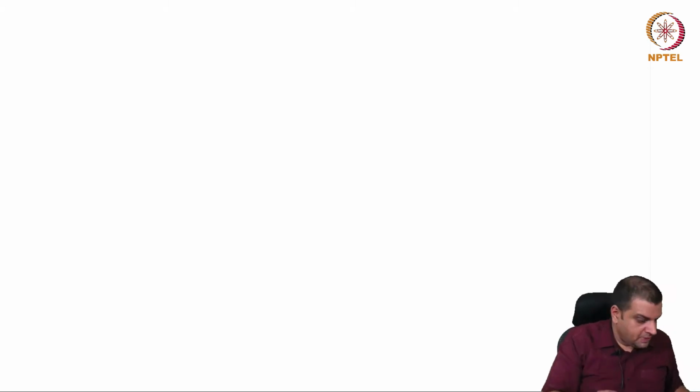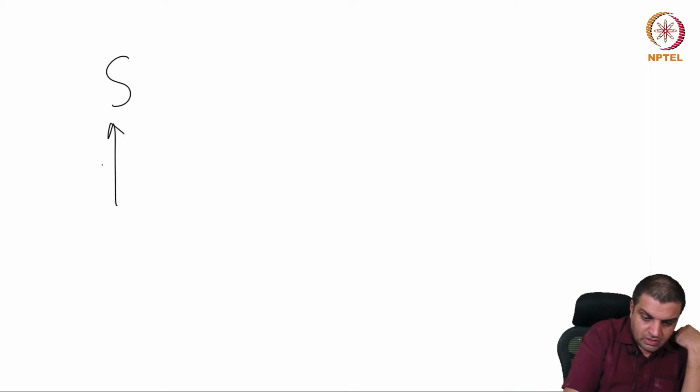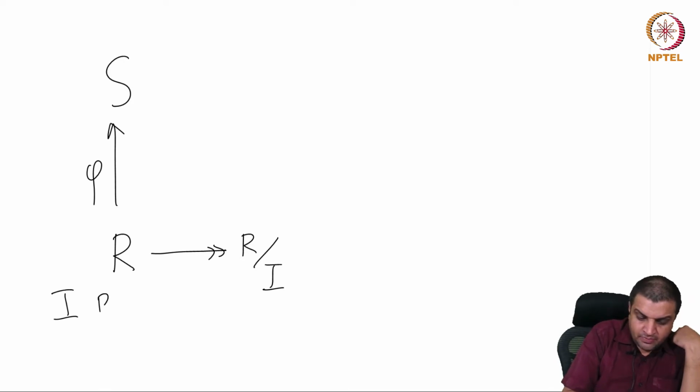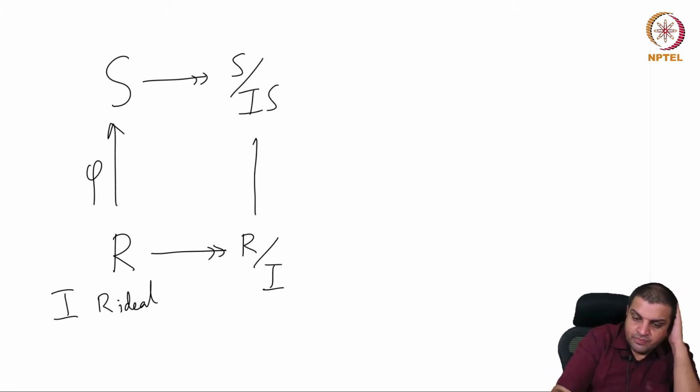And we'll come back to this picture. So recall that we have a ring map R to S. Now, if I is an R ideal, there is a surjective map to R mod I. And there is a surjective map from S to S mod the extended ideal.